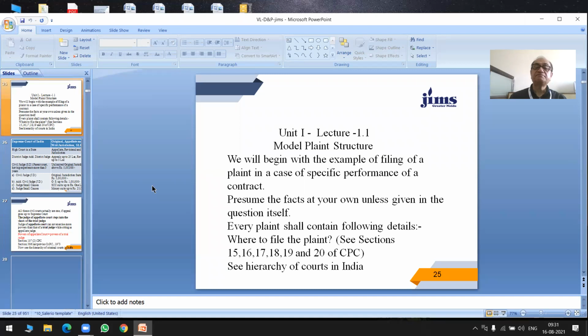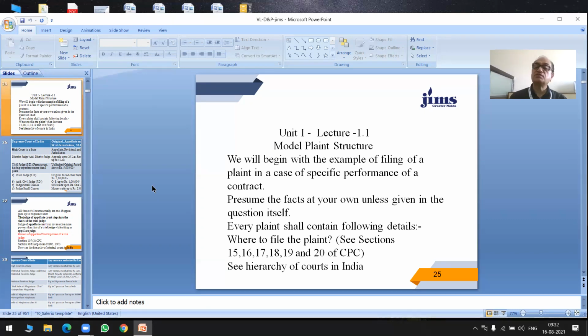Now, part of this lecture is a model plaint structure. Of course, we will begin with the example of filing a plaint in case of specific performance of a contract. The illustration, the facts which I gave you in the beginning of this lecture.